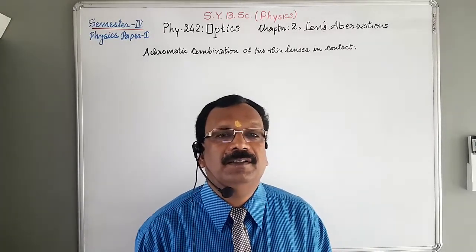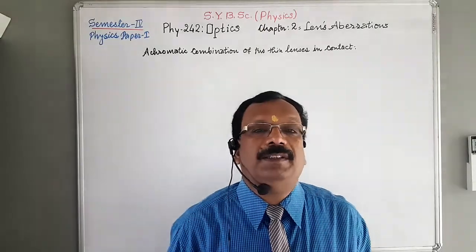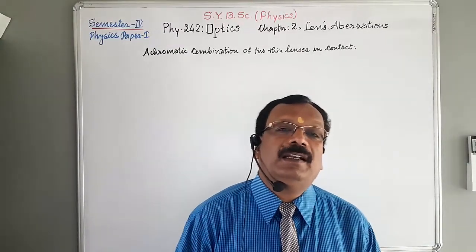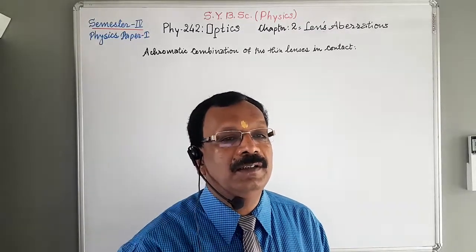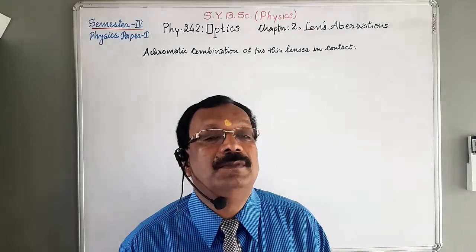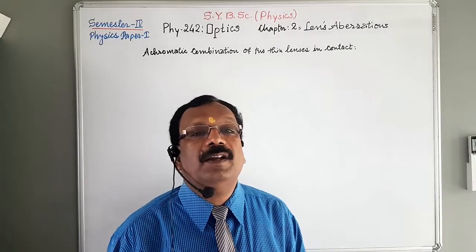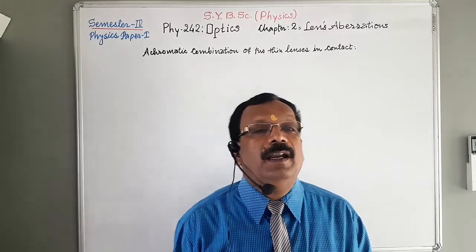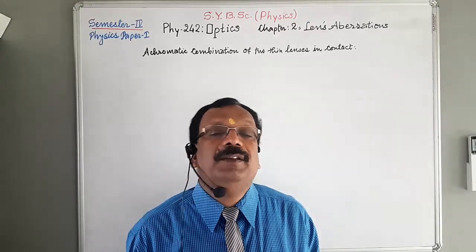In the previous lecture we have studied chromatic aberration and its types: axial or longitudinal chromatic aberration, and the second one, lateral chromatic aberration. In this lecture we are going to see achromatism. What is achromatism? In achromatism we are going to see lenses in contact, two cases: achromatic combination in case of lenses in contact, and achromatism of lenses separated by a finite distance.